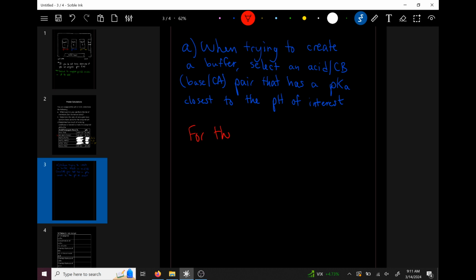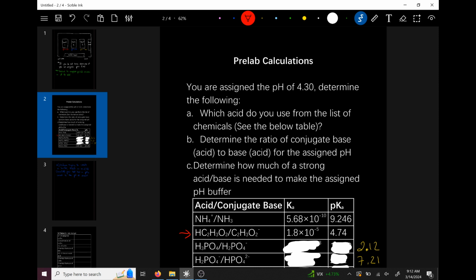Okay, so I'm going to choose for part A, for the assigned pH equal to 4.30, acetic acid, HC2H3O2, with its conjugate, C2H3O2 minus. So that answers part 1. We've already done part 1 of this, so I'm going to put a little check mark here. We're done with that.